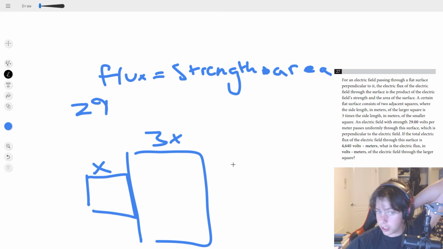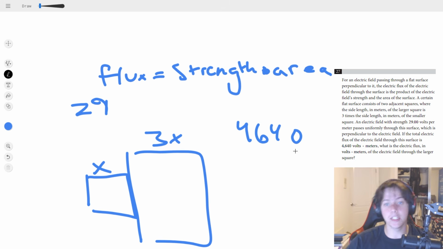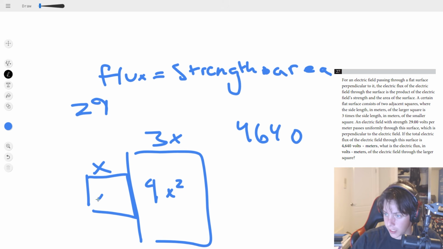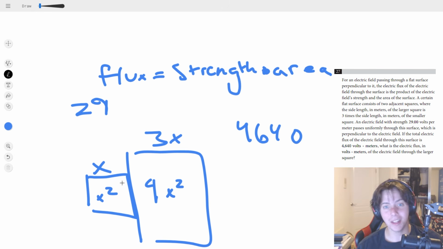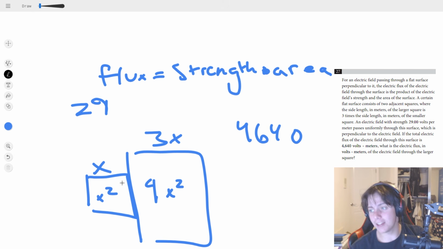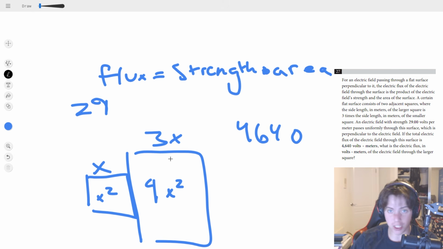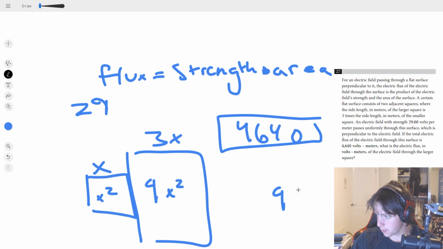So the total electric flux is 4640, right? So we have to find the electric flux through the larger square, right? And we know that the larger square's area would be 9x squared, and this would be x squared, right? Okay, so this is really easy, guys. This question is just giving you a bunch of mumbo jumbo that you don't really need to care about. All that matters is this square is 9 times the size of this square, right? And the flux is proportional, right? So that means it's a 9-to-1 ratio, right?